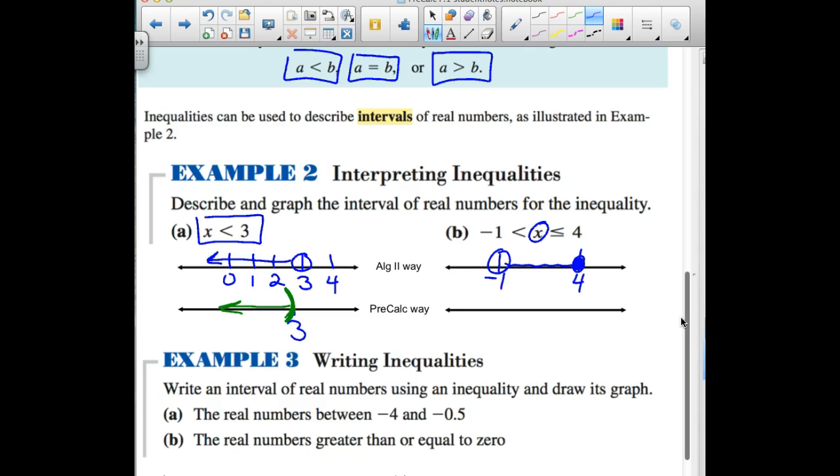Okay, shifting to our new notation, we still want to include the -1 and the 4 on our number line. But now we are going to use a rounded parenthesis in place of our open circle, and we're going to use a bracket or squared off type of parenthesis for a closed circle. And again, we want to shade everything in between.